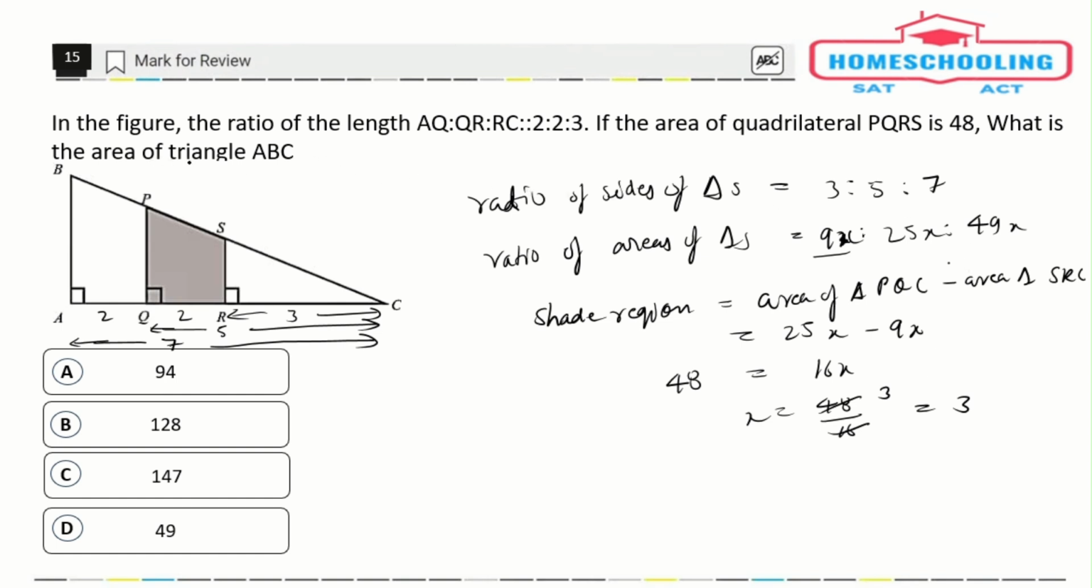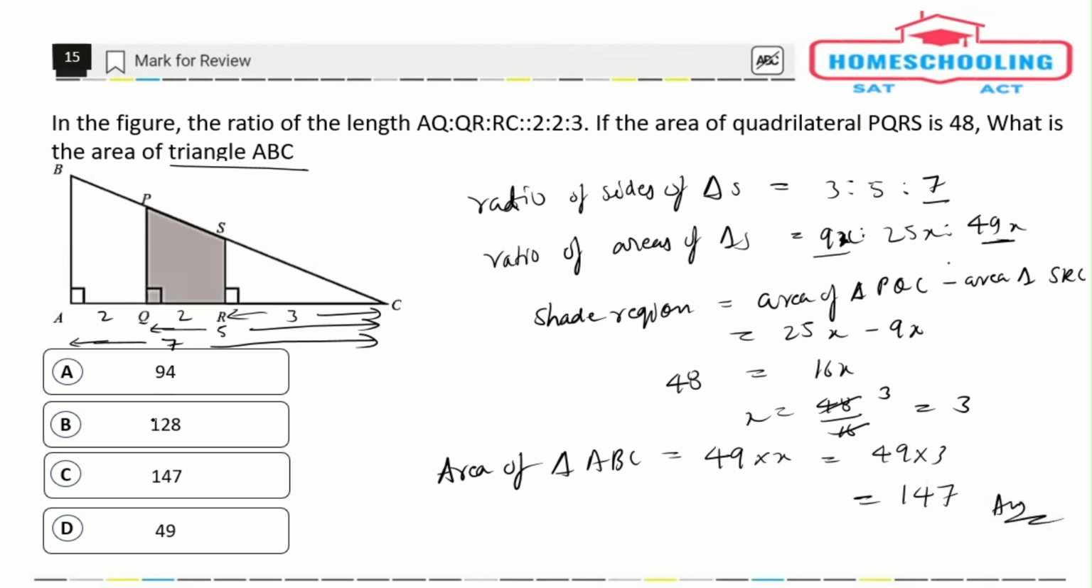So finally we have to find the area of triangle ABC. As we know, this is the largest triangle and its area is 49x, that is 49 into 3, that would be 147. This is your answer, 147.